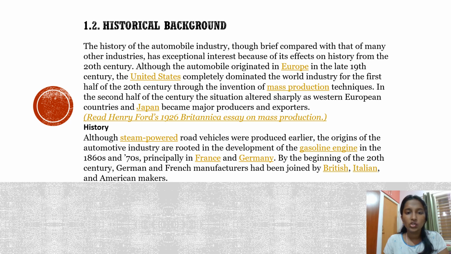Although steam powered road vehicles were produced earlier, the origins of the automotive industry are rooted in the development of the gasoline engine, which is nothing but the petrol engine, in the 1860s and 70s, principally in France and Germany. By the beginning of the 20th century, German and French manufacturers had been joined by British, Italian, and American makers.